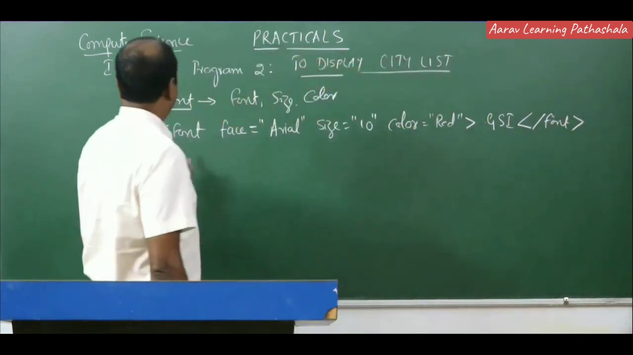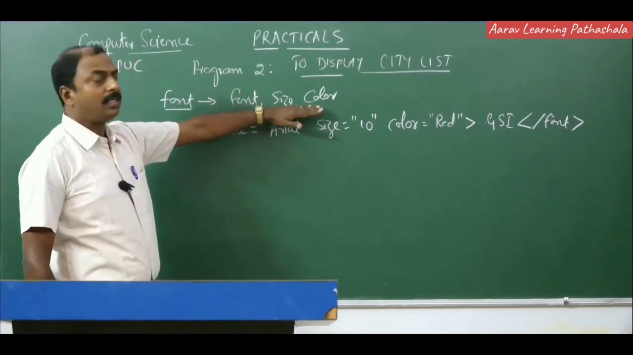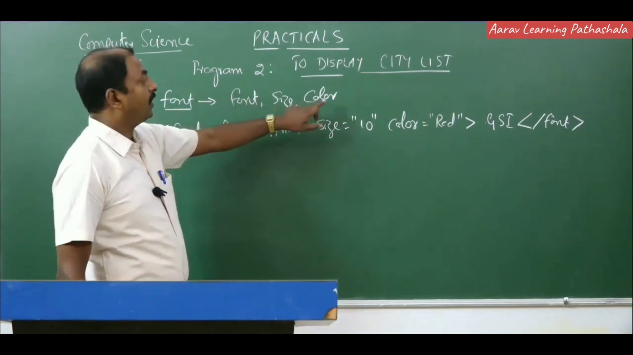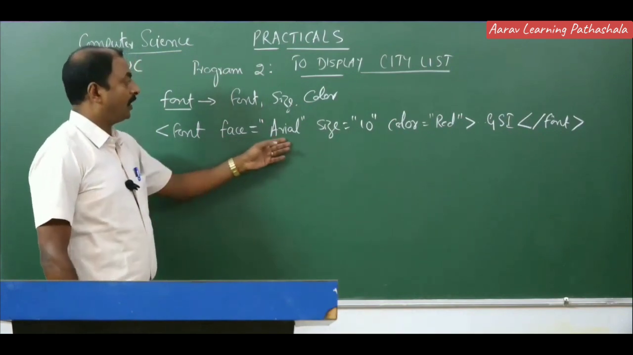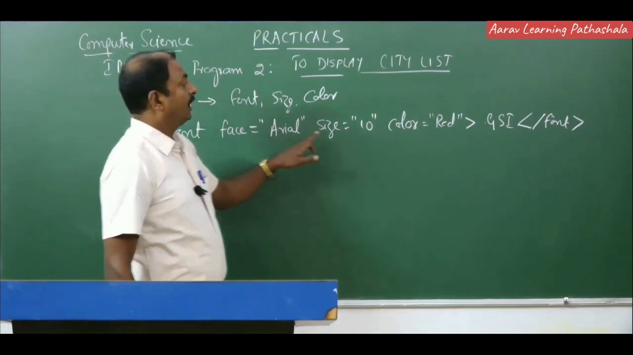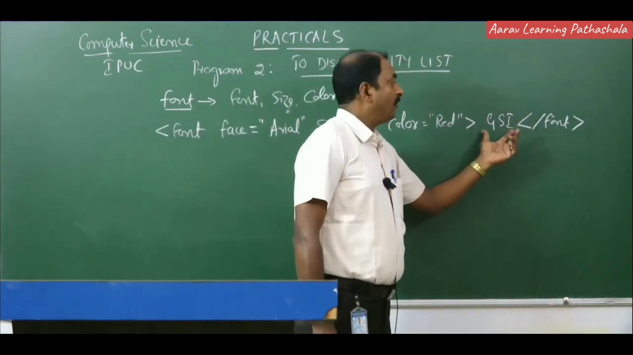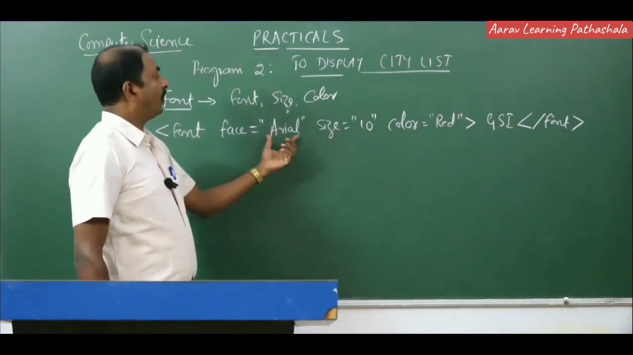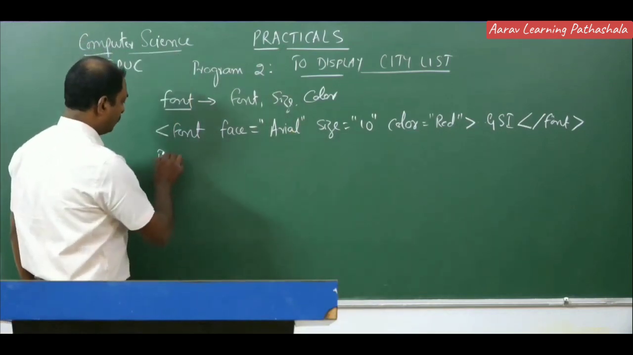So students, one of the tags is the font tag. It is used to display the text in different faces, or nothing but different fonts, different size and different color. This is an example and also the syntax of the font tag. In this example, font face is Arial, size is 10, color is red. So the information in this example, GSI, will appear in red color with size 10 and font as Arial.